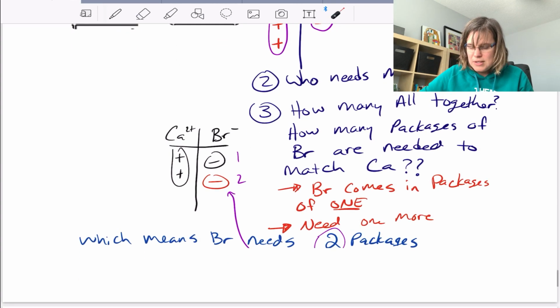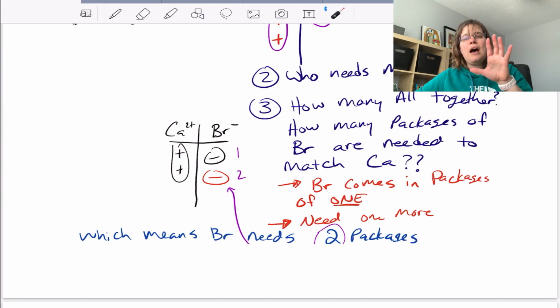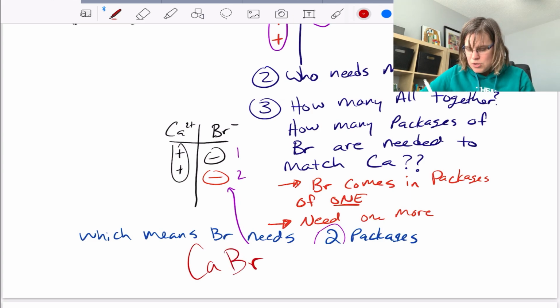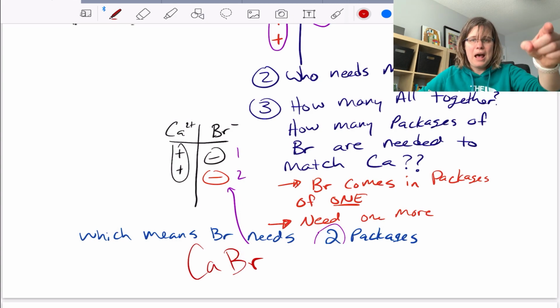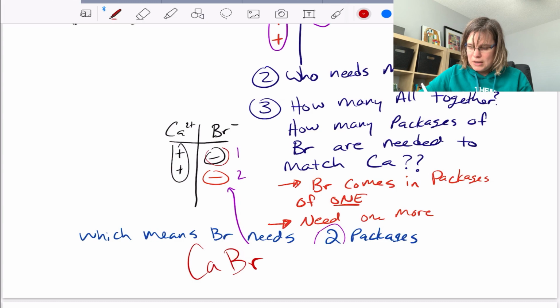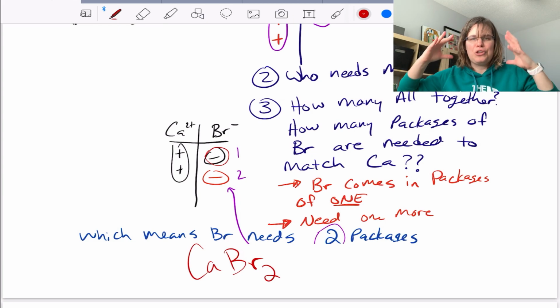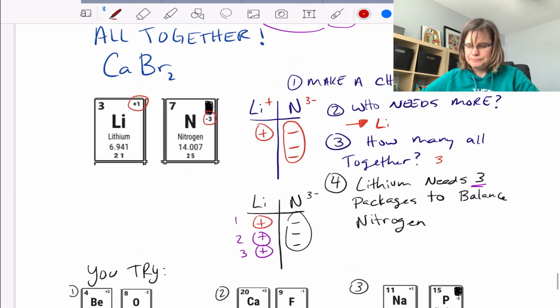So the answer to this is calcium doesn't need any other numbers because calcium has the most. So you write calcium first without having to write anything else. All right? It doesn't need any more, but bromine does. Bromine's at the loss. They need the numbers. So how many altogether does bromine need to balance calcium's 2? Well, they come in packages of 1. 1 times 2 is 2, so bromine needs 2. So this is calcium bromide, and the chemical formula is CaBr2. All right? So that's sort of how we're looking at it. We're looking at it like thinking bubblegum packages.